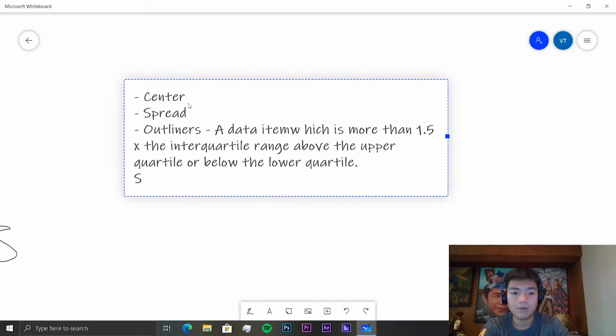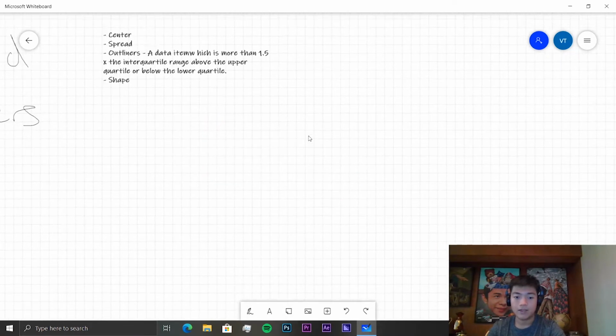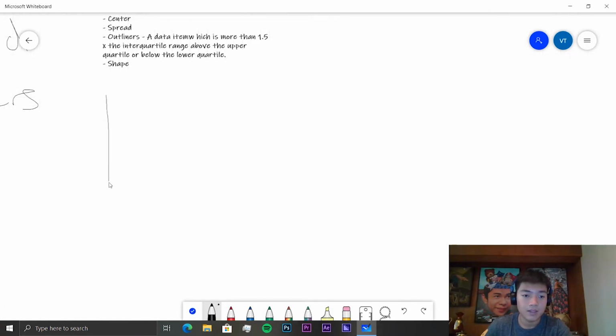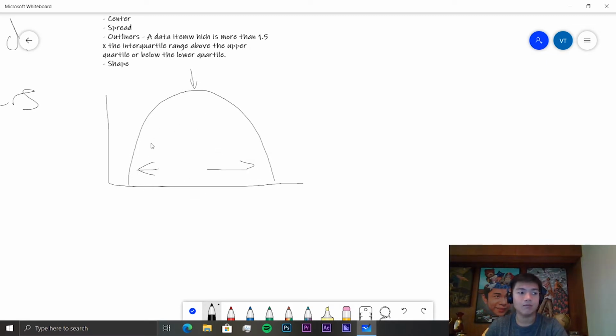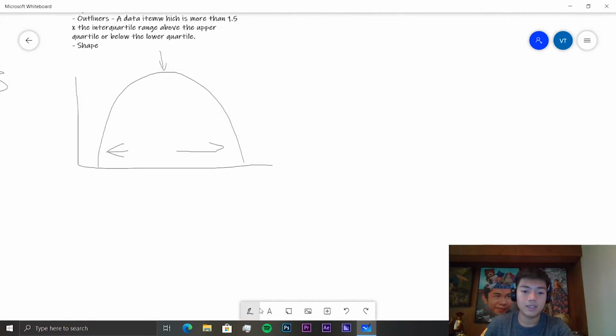And finally, the shape of the graph. Let's talk a bit about the shape of a graph. If we have a histogram that looks something like this, obviously all of these are bars, I'm just simplifying it into a curve that has one clear peak and other points distributed evenly around it. We call this a unimodal histogram.